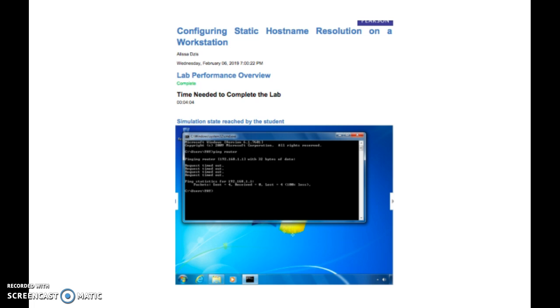Configuring static host name resolution on a workstation. Again, it was a branch off of the basis that we had formed earlier in the lab, but trying to apply it to a Windows application, which was interesting to see, particularly since most of the computers on campus are actually Windows computers. So knowing that if there were something that I would have to do on a UNE computer, it's nice to know that this is the basis of what's going on.